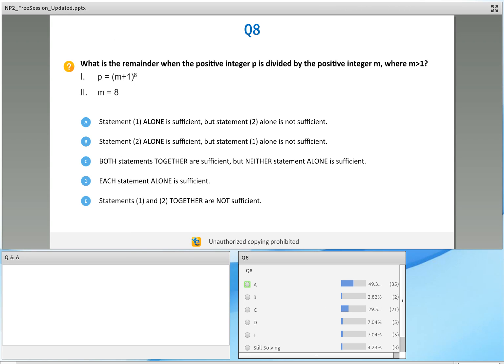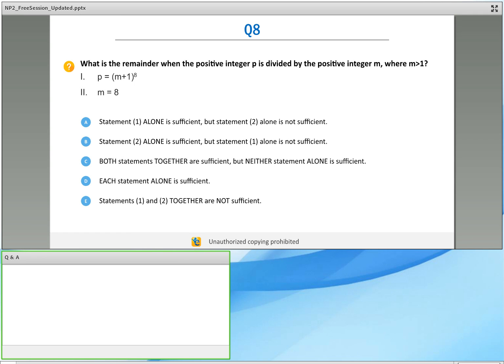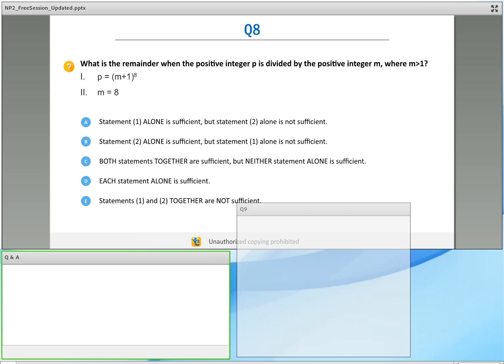You can really see pretty much everyone was done. Choice A was very popular. Choice C, next most popular choice. And then the other choices didn't get as much love. I'm going to hide this. We're going to go to the next question, question number 9.